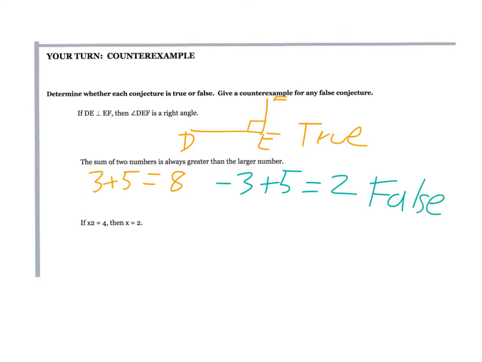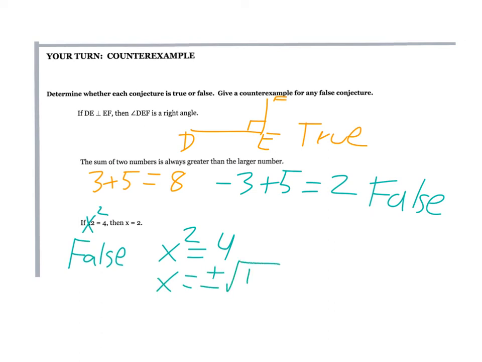Okay, looks like the formatting got a little messed up here. That's supposed to be if x squared is equal to 4, then x equals 2. This is a false statement. Because if you remember from Algebra 2, if we have x squared equals 4, that means x is equal to plus or minus the square root of 4. So x could be equal to 2 or negative 2. So the idea of x equals negative 2 would be the counterexample to our statement.